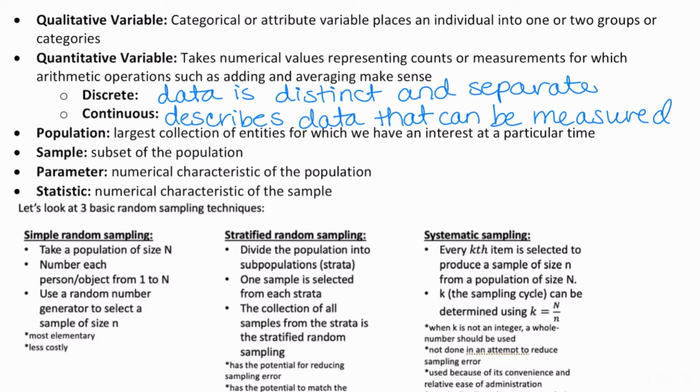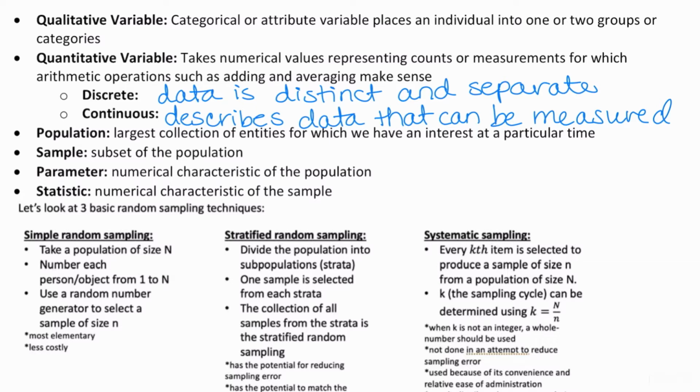In this video, we're going to go over some vocabulary terms in statistics as well as sampling techniques. To begin with, let's talk about the difference between a qualitative variable and a quantitative variable. A qualitative variable is categorical. So if I talk about the color of the vehicles that are parked outside of a store, those colors are going to be categories. That would be an example of a qualitative variable.